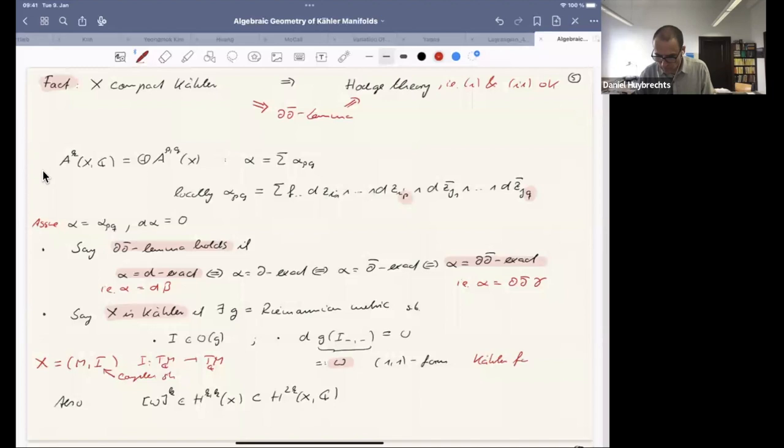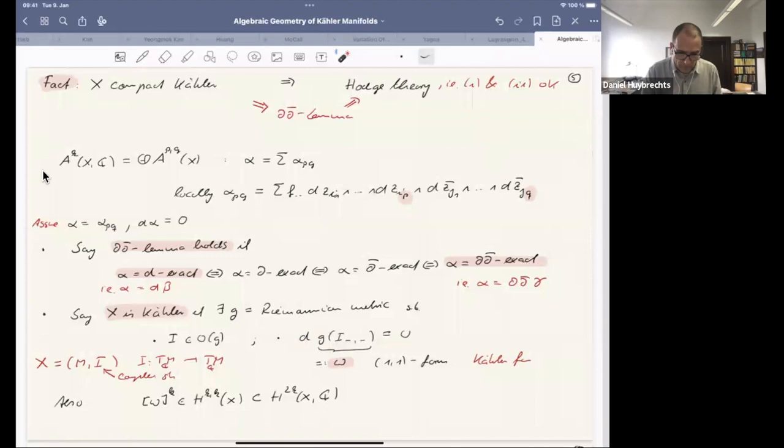Which is nothing but G, a Riemannian metric. But the Riemannian metric is a certain tensor, not a form; it's a symmetric thing. But once you plug in the complex structure, that becomes a true form, and you want this to be closed. That's the condition. Okay.